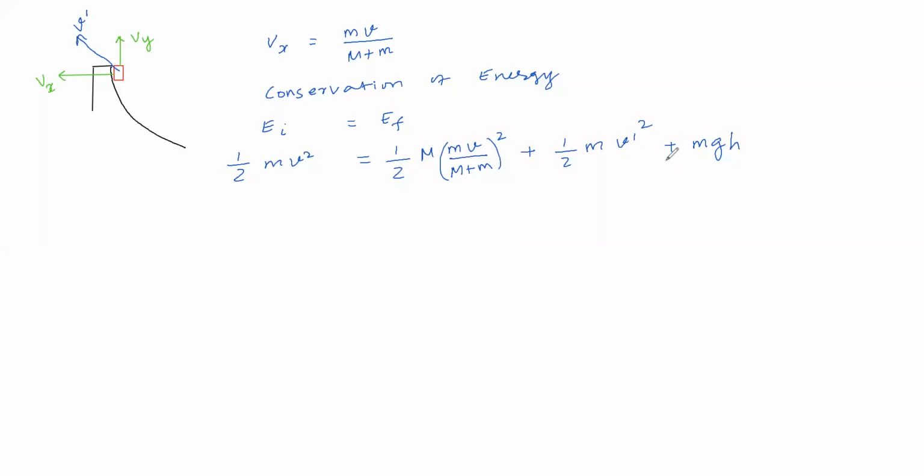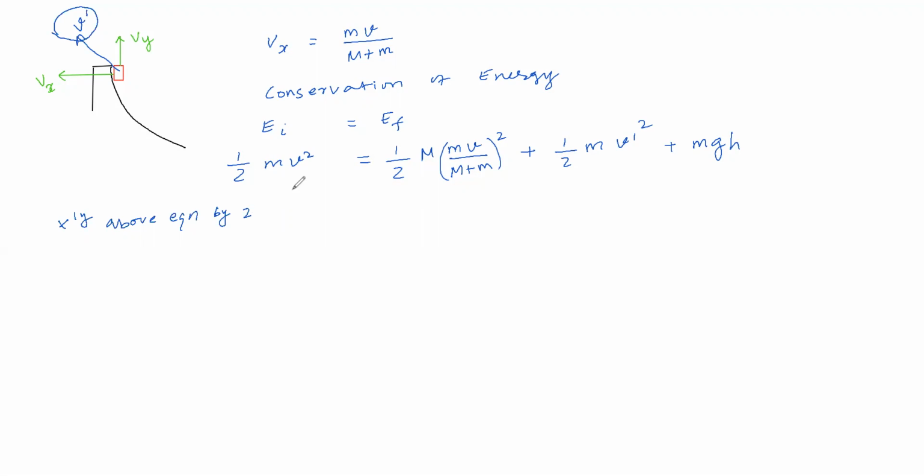By simplifying this, we will get the velocity of the smaller block, v dash, at the maximum height h. Now what we are going to do here: first we multiply this equation by 2, and we cancel the small m.